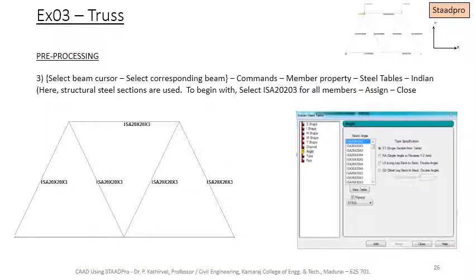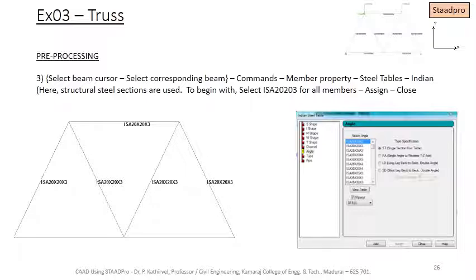The third step is to give the member property. So select all the members using beam cursor, go to commands, member property. Here structural steel sections are to be given, therefore select steel tables, under that Indian. So all the commercially available steel sections in the Indian market are listed.